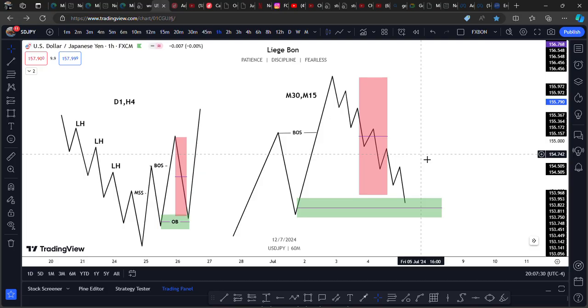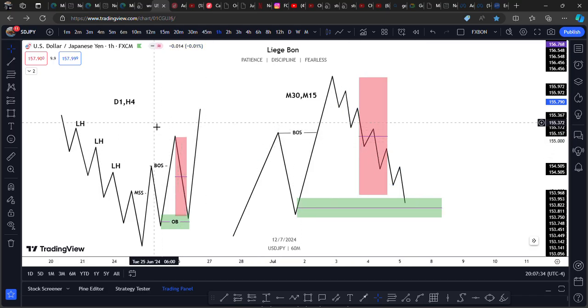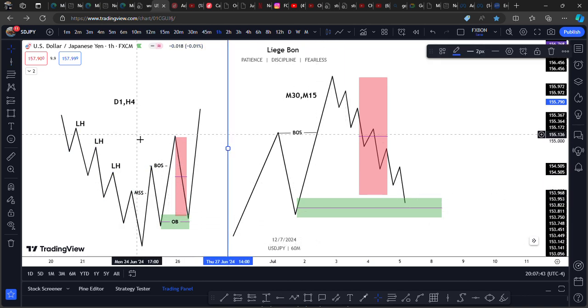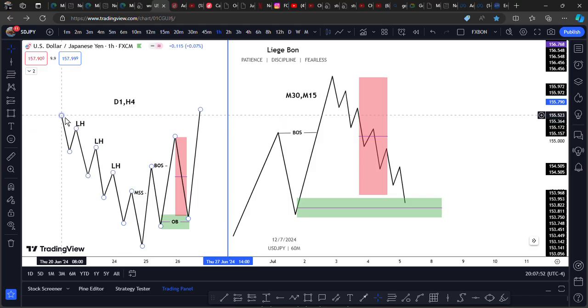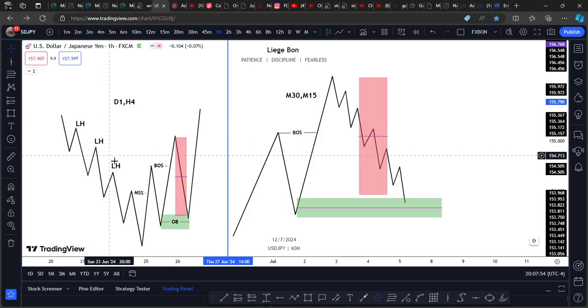So when you come on the chart on the daily time frame or the 4H time frame, which is a higher time frame on the left here, I'm going to put this line here. So this is the higher time frame and this is a lower time frame. When you come on the chart on the higher time frame, you see a structure like this. You see a downtrend, lower highs, lower highs, lower highs. And at a point in time, we have a market shift and a break of structure.